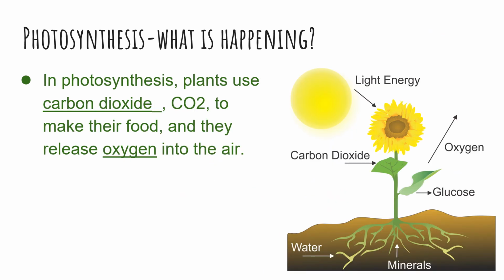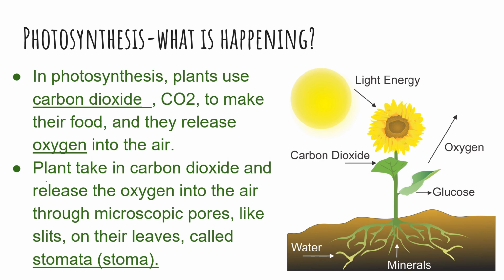In photosynthesis, specific details here, the plants use carbon dioxide, which we know the formula for that is CO2. Technically, this 2 should be a subscript 2 down here. They use the carbon dioxide to make their food, and they release oxygen into the air. We'll get to the equation again later, but CO2 comes in and oxygen goes out. Again, really important for us because we need this stuff to come back out. The plant takes in the carbon dioxide and releases the oxygen into the air through these microscopic pores.